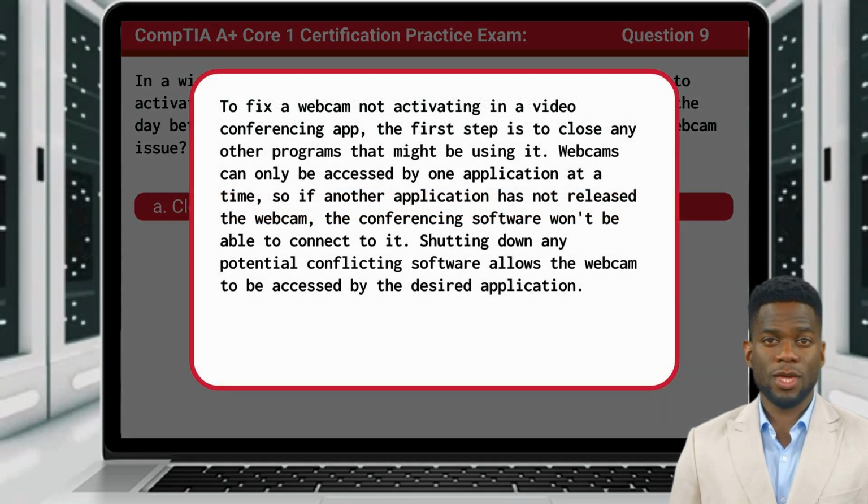To fix a webcam not activating in a video conferencing app, the first step is to close any other programs that might be using it. Webcams can only be accessed by one application at a time, so if another application has not released the webcam, the conferencing software won't be able to connect to it. Shutting down any potential conflicting software allows the webcam to be accessed by the desired application.